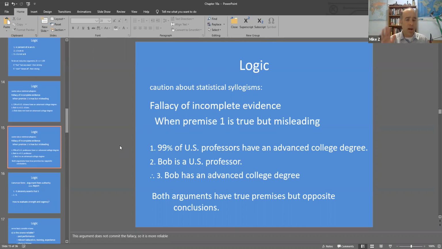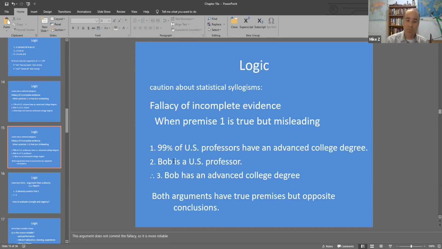Now, there are extremely rare circumstances where somebody has achieved really amazing things in their field of study, but they just don't happen to have an advanced degree in that field, and nevertheless, they get hired on at a university as a professor. So it's not 100% of college professors who have an advanced college degree, but a good 99% of them do. And so if Bob, it turns out, is a college professor in the United States, then it's still true that he's a US citizen, and it's still true that only 13% of US citizens have an advanced college degree. So that previous argument's premises were still true, but the argument was misleading.